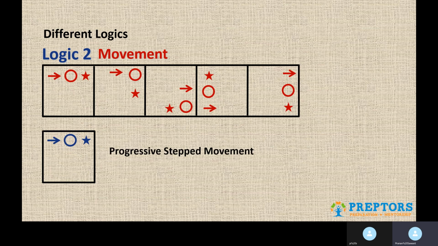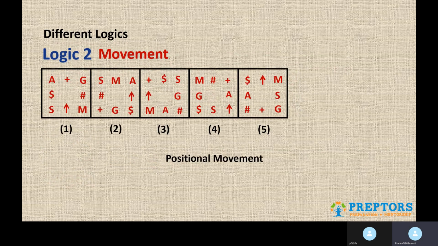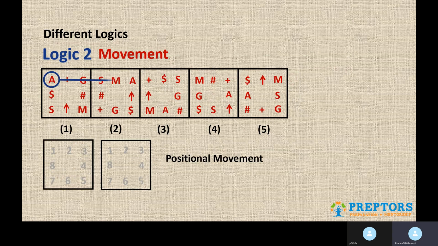Now they could move in progressive stepped movement as well. So this is 1, this is 2, this is 3, 4, and so on. So this is progressive stepped movement. Let's see this. So A moved by one step. That is, A was at first position, it moved to third position. We will check for others as well, and others are also following the same logic.